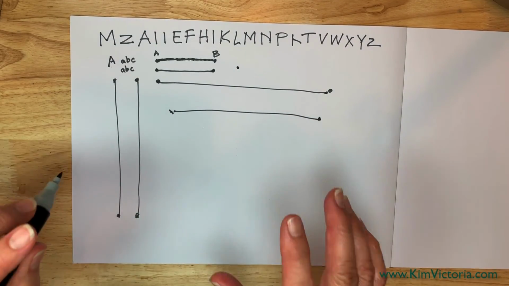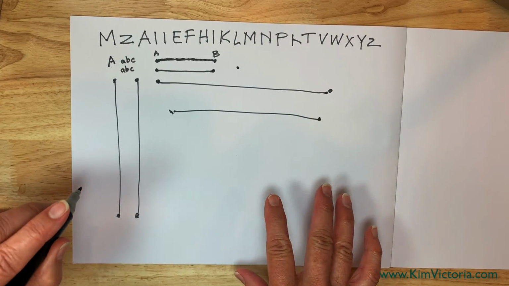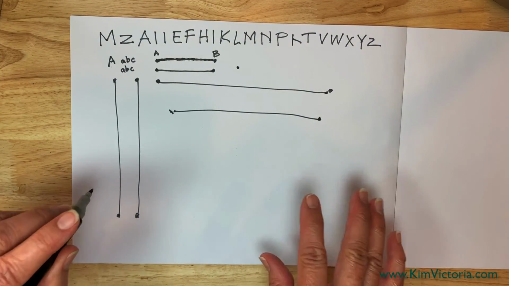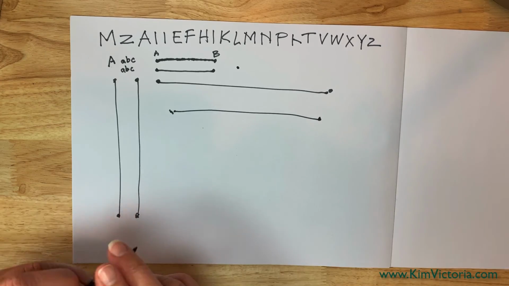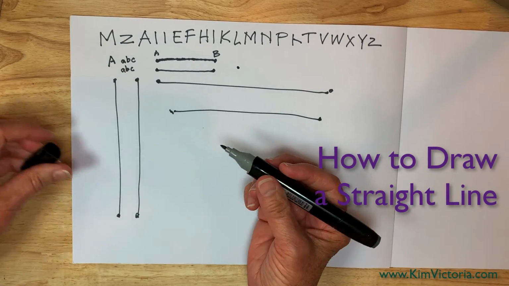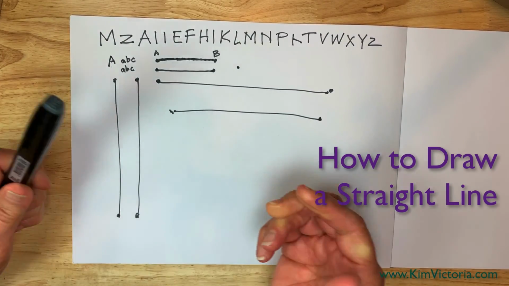So you just want to be thinking about that. Aim. Ready, aim, boom, fire. There you go. So there we have how to draw a straight line.